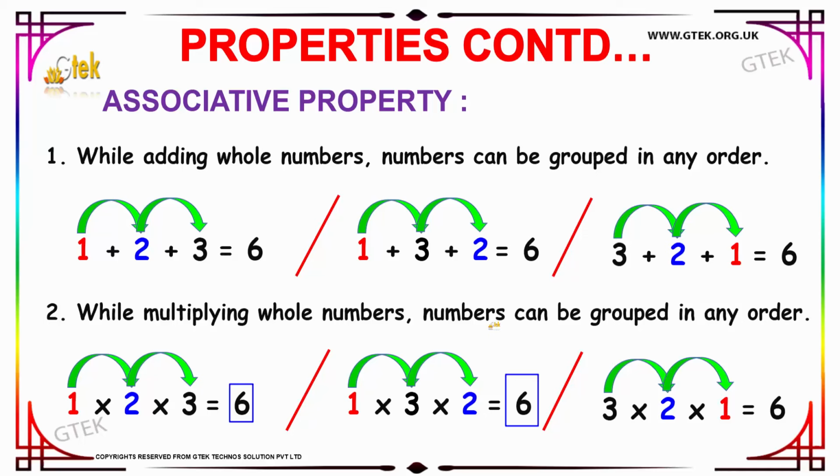So the numbers can be grouped in any order in case of multiplication as well. So 3 multiplied by 2 multiplied by 1, you get the value to be 6 again. So this illustrates that your associative property is by which you can group the numbers in any order to get the same answer in addition and multiplication.